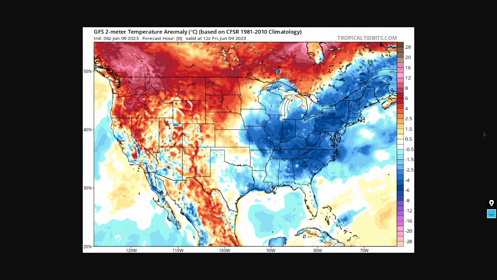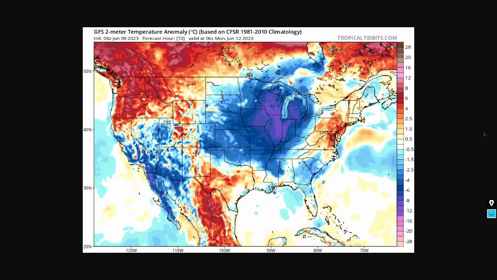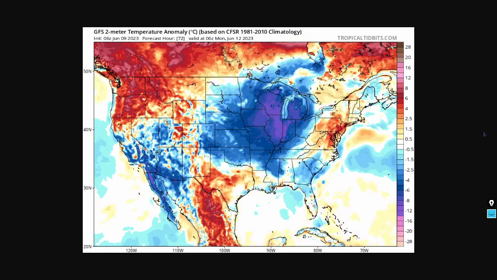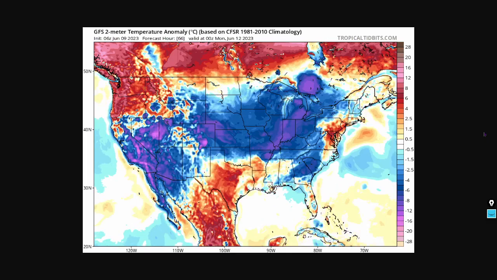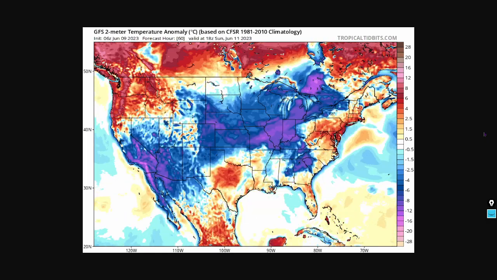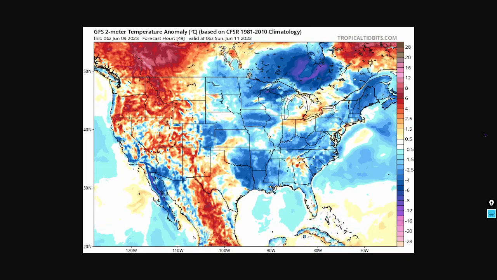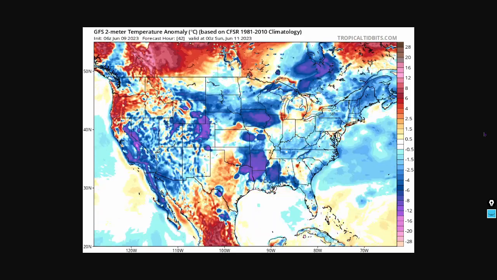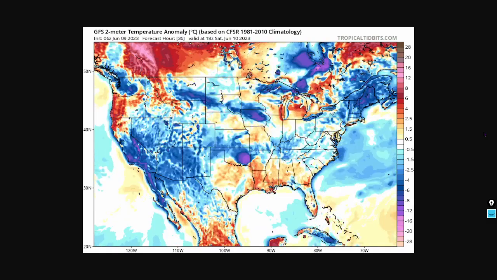Here is your temperature anomaly forecast. That is in degrees Celsius. It is based on the same model, the GFS 72-hour temperature anomaly forecast in degrees Celsius. It will remain slightly unseasonably cold for most of the portion of the country that's east of the Mississippi, which is going to remain largely below average. We've got some higher temperatures coming to Pennsylvania and New Jersey, however.